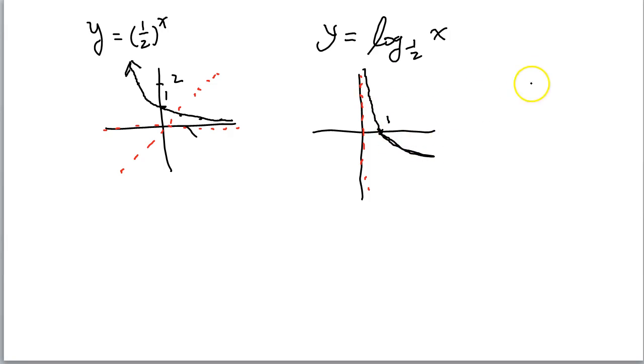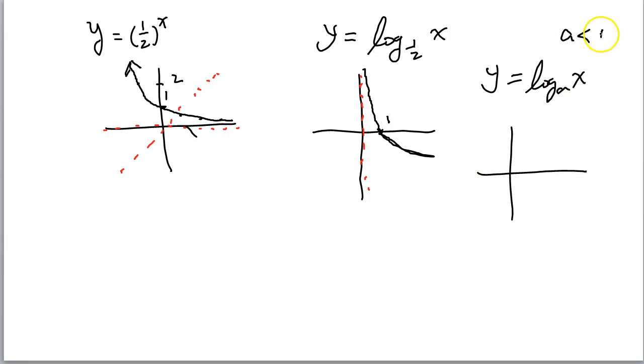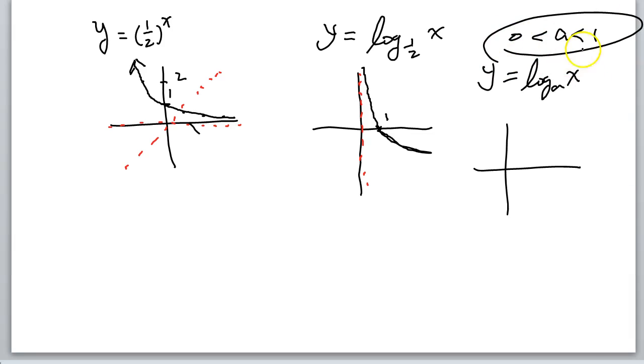So that's the shape of y equals log base a of x in general when a is less than 1 but bigger than 0. If a is negative, then the logarithmic function is not defined. Log base a of x is only defined for a bigger than 1 or less than 1 but positive. So in general, the graph of y equals log base a of x when a is less than 1 looks like this, but it passes through (1, 0). That's the basic graph.